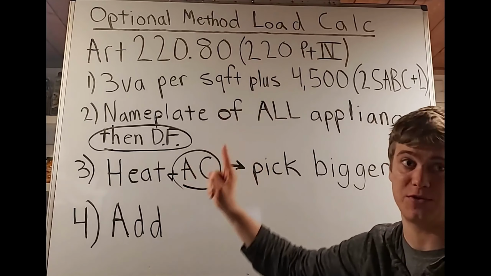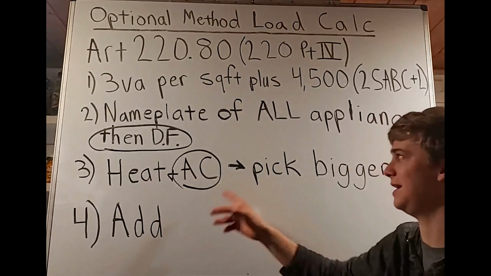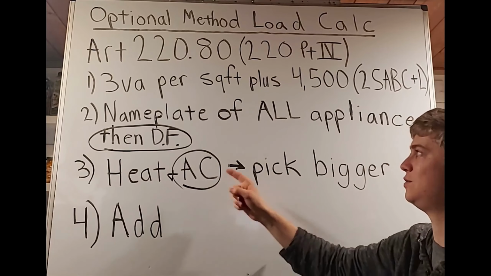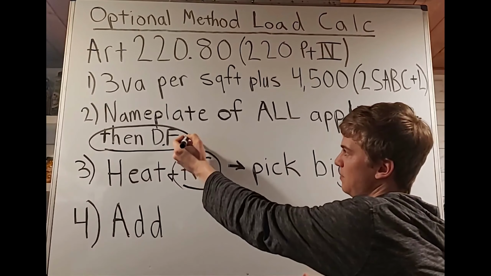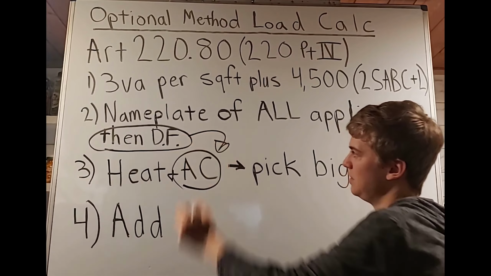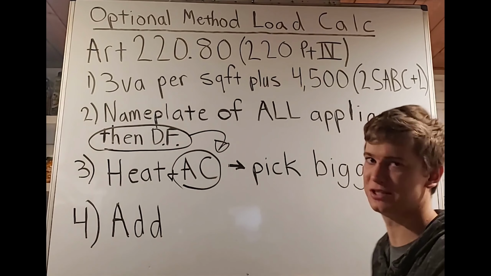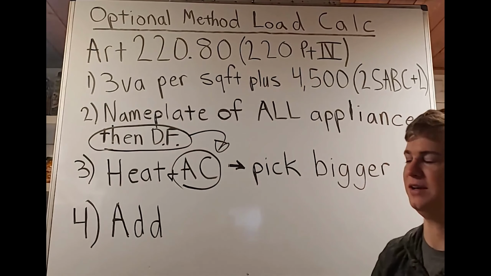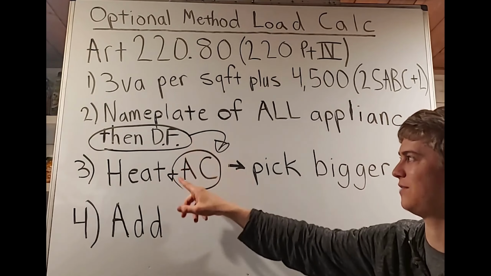Then we have step 3. We pick the bigger of heat and AC and we add that to the number that we already took from the demand factor. Okay, so it really is simple, but it's a little different that you have the demand factor than heat and AC.